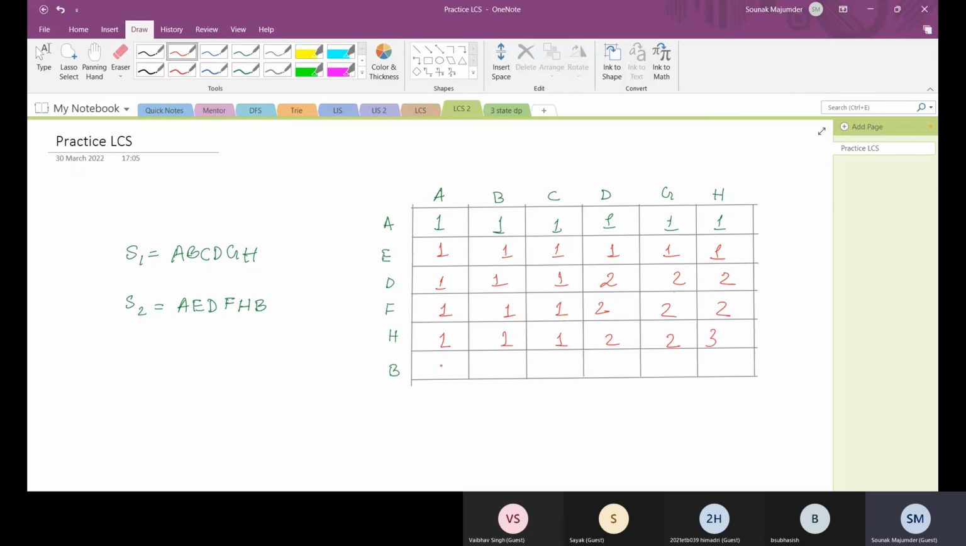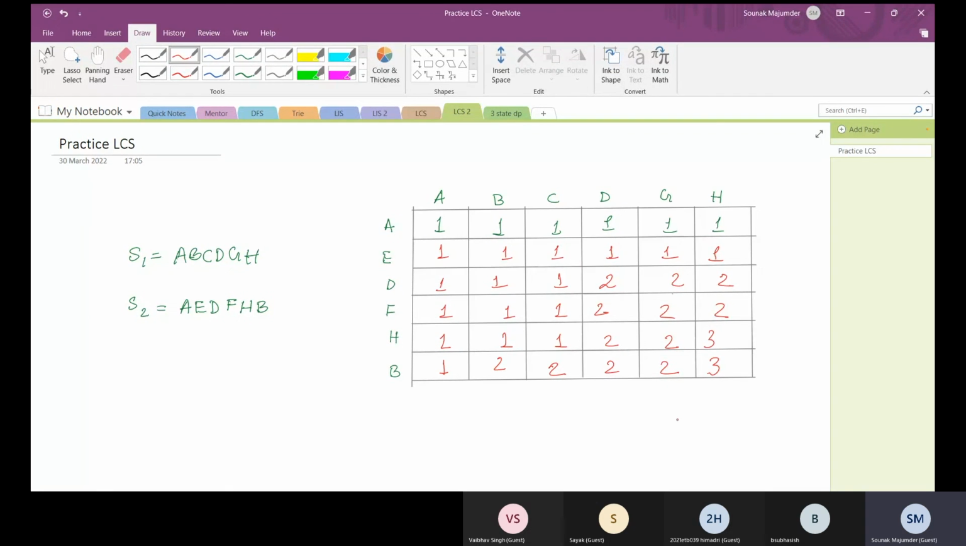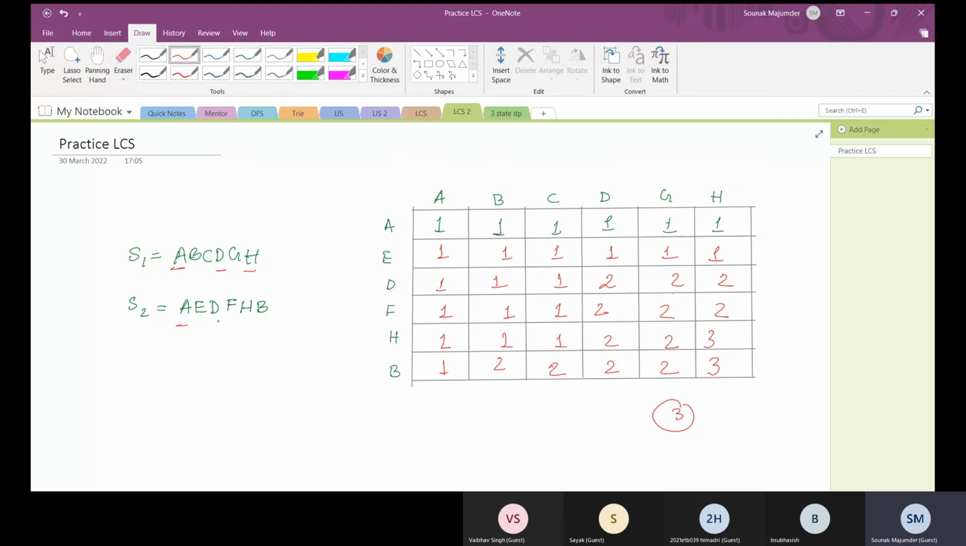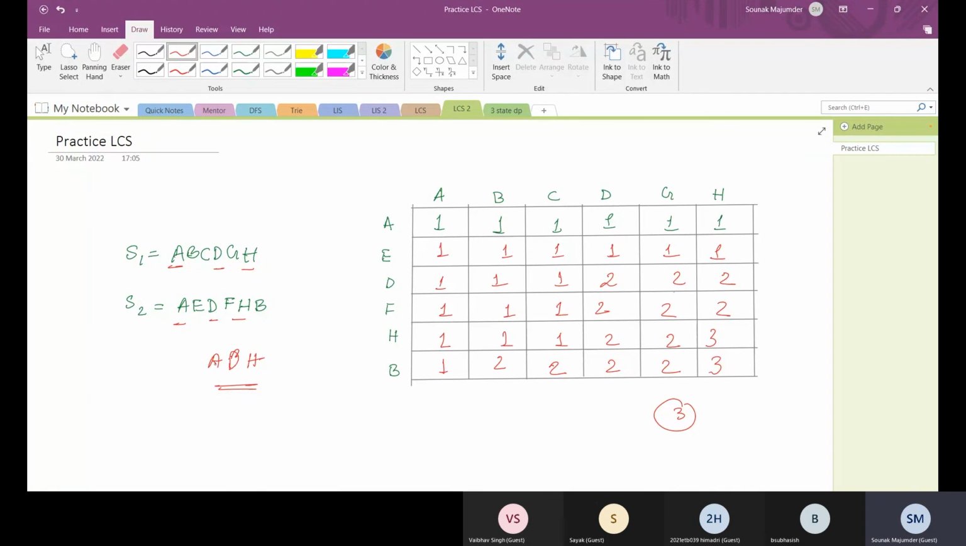BA not matching, 1. B matching, 1 plus 1, 2. BC not matching, max of this and this, 2. BD not matching, 2. BG not matching, BH not matching. So it is this one. So it is 3. And you can also check that it is A D H, A D H. So that is the longest common subsequence.